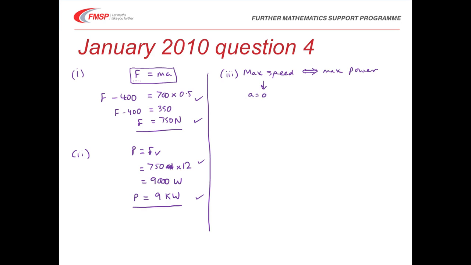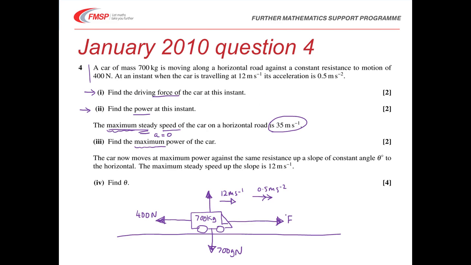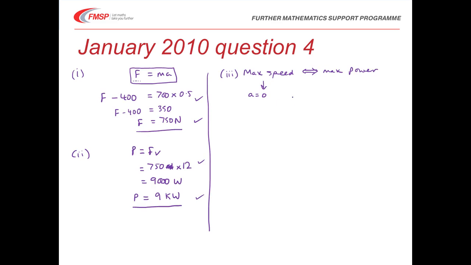Well, looking at my diagram again, if the acceleration is 0, then the force to the right must equal the force to the left. So that gives me F equals 400. So what about P? And I'm going to call it P max here. P equals F times V. It's 400 times that speed of 35 meters per second. 400 times 35 is 14,000. And that gives me a maximum value of either 14,000 or 14 kilowatts.